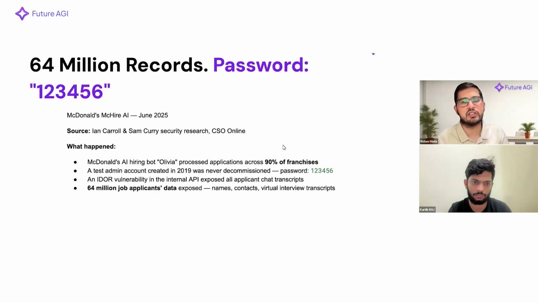Another such case is that of McDonald's McHire AI called Olivia, which was supposed to process certain applications, but this was a case where the infrastructure around the AI failed. So this AI agent was exposed to a lot of PII data for about 64 million job applicants. A lot of PII data was exposed. Now a simple prompt injection attempt on this agent could have exposed all of this sensitive data to anyone who was making that attempt, right?